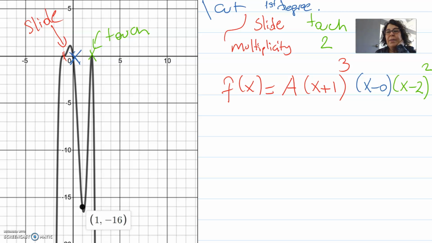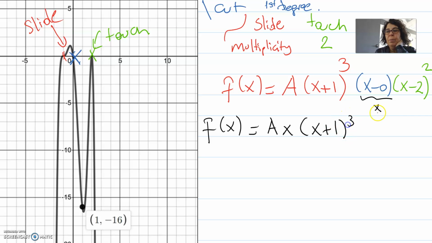All right, so this is the raw version of the polynomial. That's how we can read it from the graph. So let's clean up some terms. X minus 0 will turn out to be x, so I'm going to write it down as a times x, x plus 1 cubed, and x minus 2 squared.